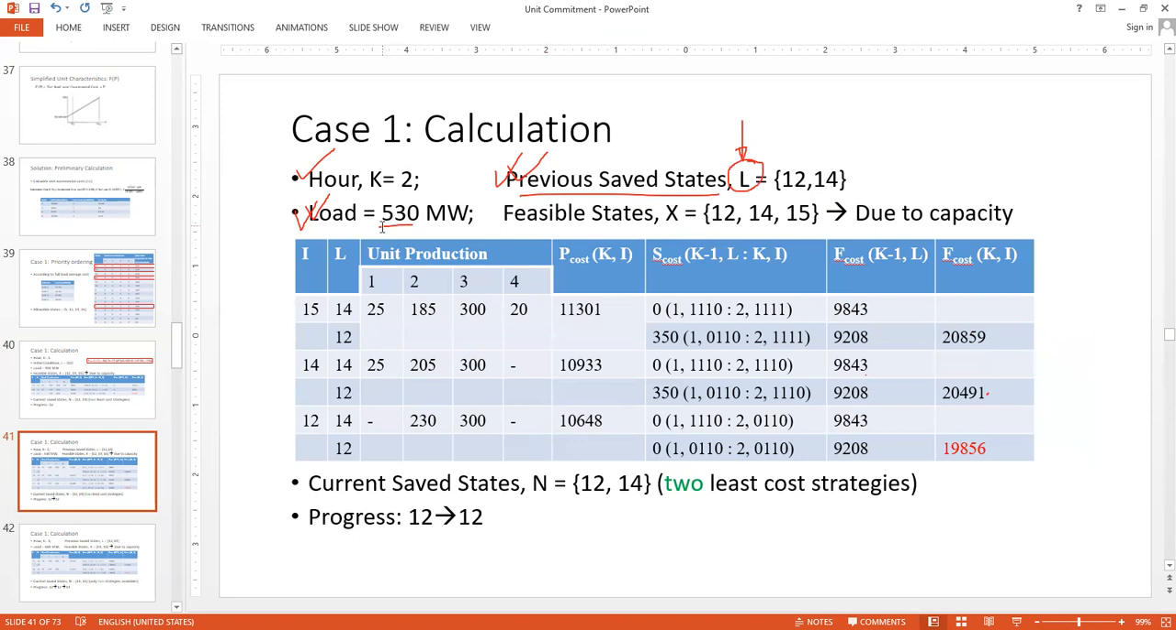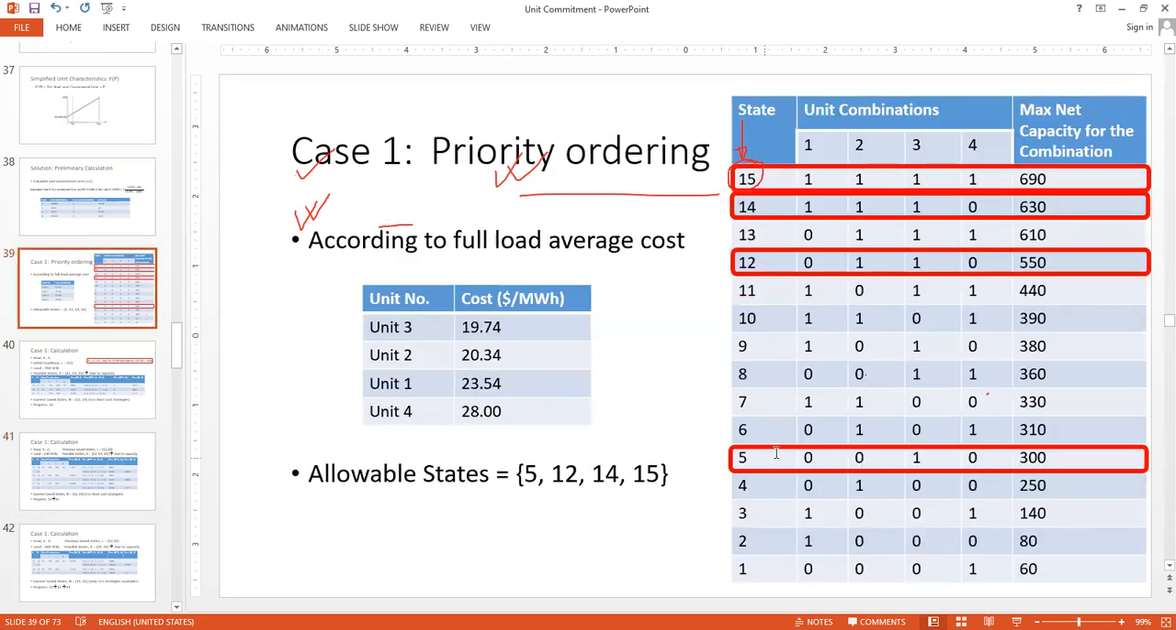The load demand has increased to 530 megawatts. What are the feasible states? You see, the load has increased. State 5 was unable to satisfy 450 megawatts because of its low capacity of 300. However, 12, 14, and 15, we are choosing by the priority ordering.